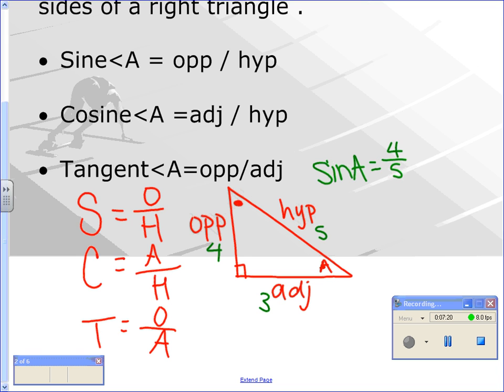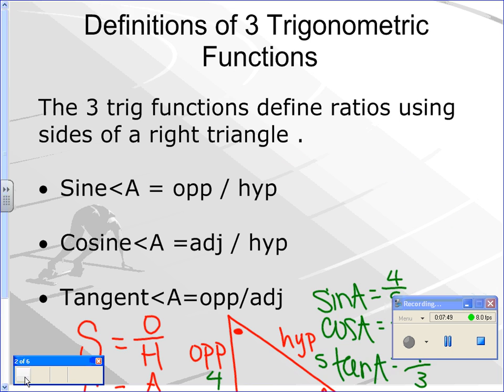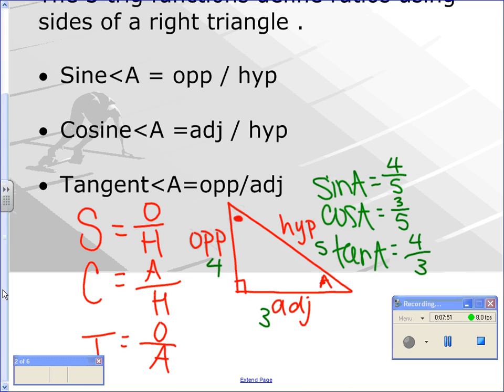What would be the cosine? 3 is adjacent over the hypotenuse. Does that make sense? Okay, the tangent of A would be 4 over 3. For this particular triangle. They're not always 3 over 5, 4 over 5, and 4 over 3. Okay? All right, so let's look at an example. We're getting the basics. We're getting the basics down.